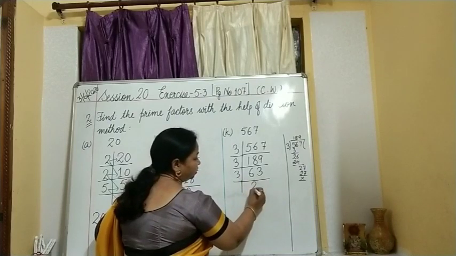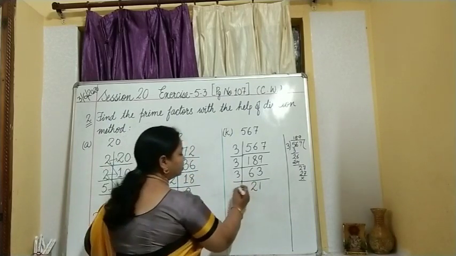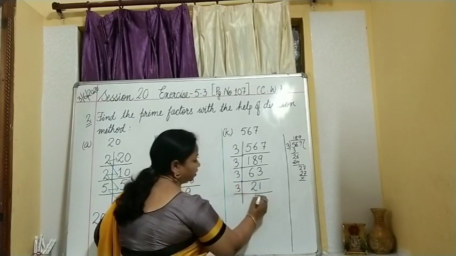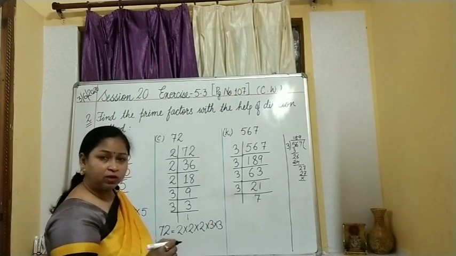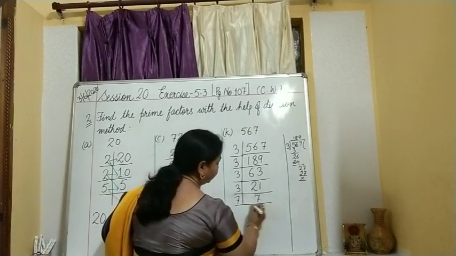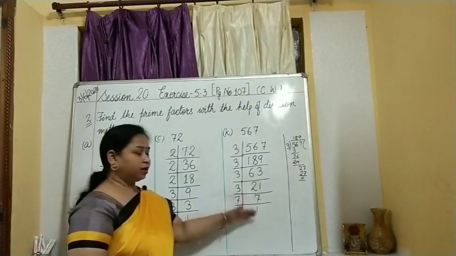So we will get 21. And you know that 3 7s are 21. That means 21 is still divisible by 3, 7. Okay, 3 7s are 21. Now what is 7? 7 is a prime number. So divide it by itself and you will get 1 over here. Now we have completed our journey.